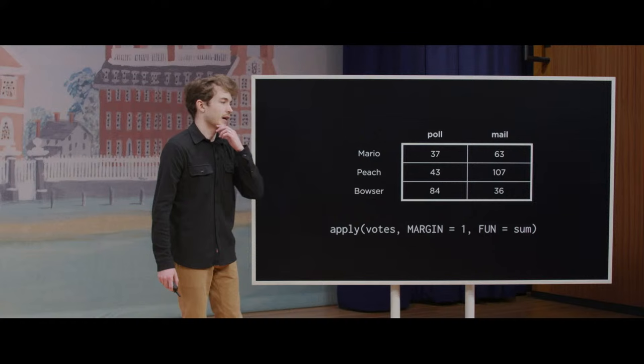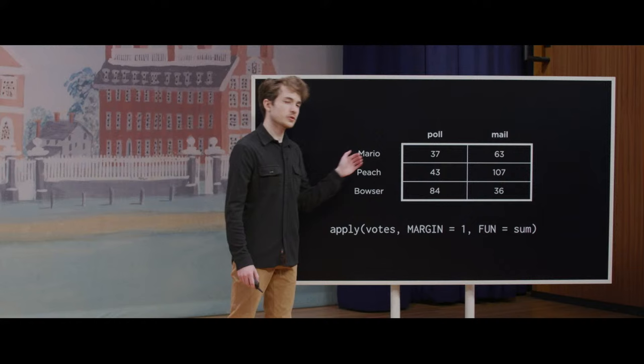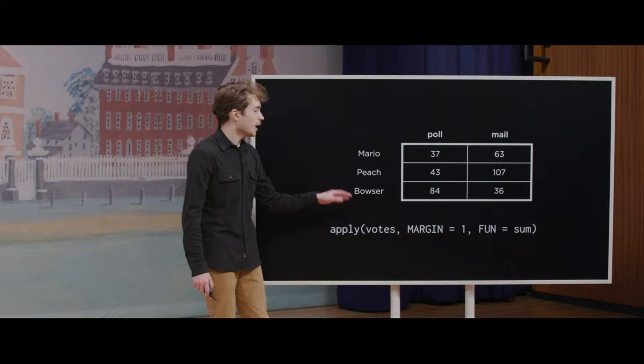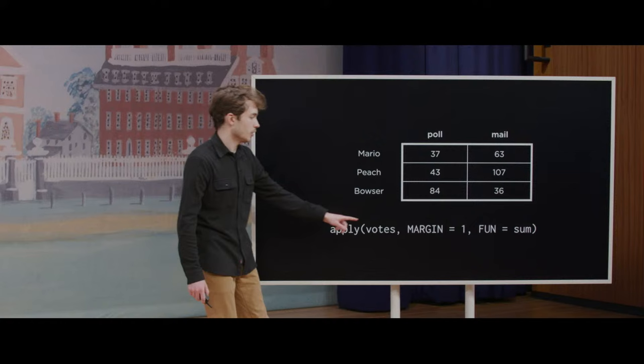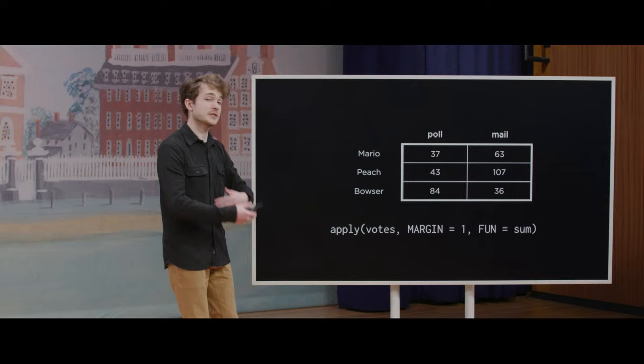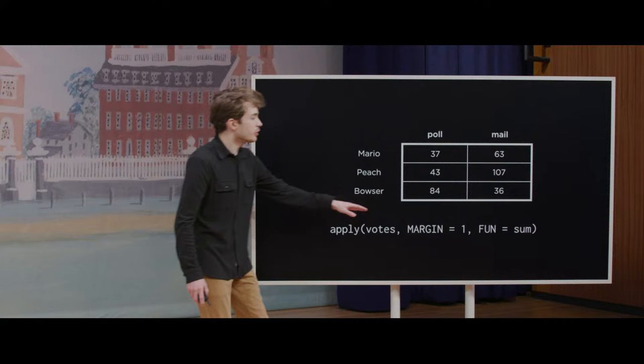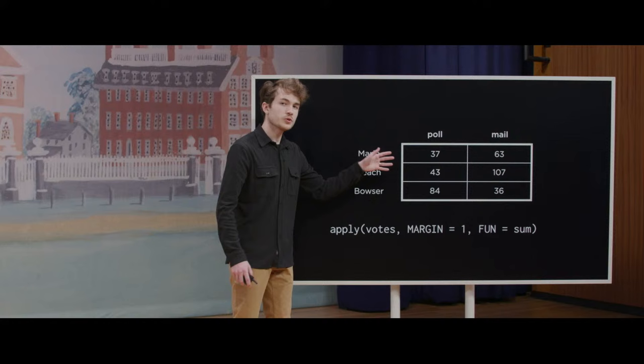And margin stands for, do I want to apply this function across all of the rows or all of the columns here? When margin is 1, that means apply some function across all of the rows. When margin is 2, that means apply this function across all of the columns here. And then, finally, the third argument to apply is a function itself. This is a hallmark of functional programming. We can pass functions as input to other functions. In this case, we're telling apply, here is the function I want you to use to basically work across all of these rows and all of these columns here.